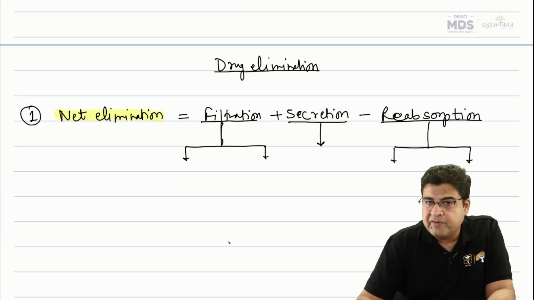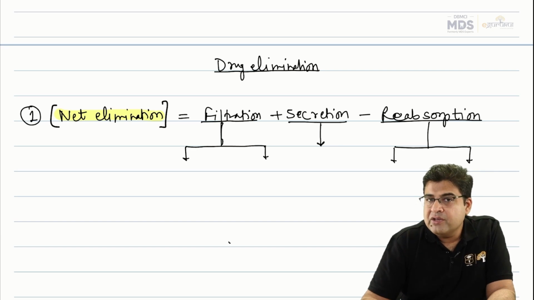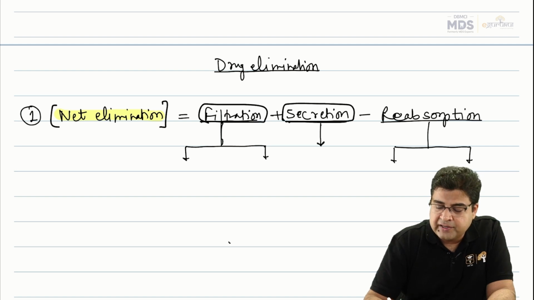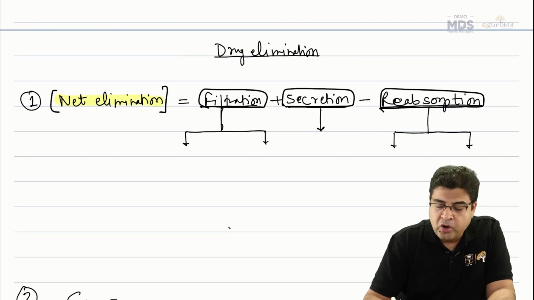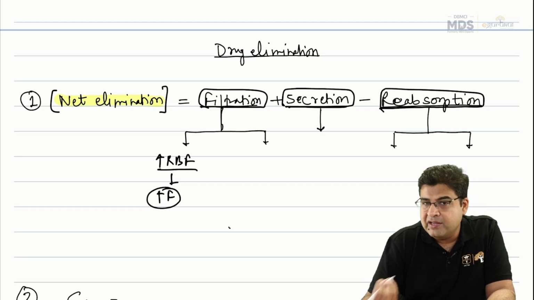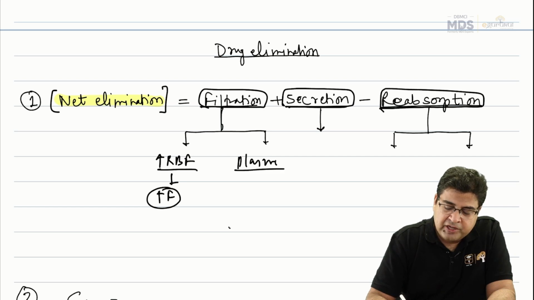Now, after this liver metabolism, we have drug elimination. If we talk about drug elimination, we have a net elimination of the drug. Net elimination of the drug depends upon how much drug is filtered plus how much drug is secreted directly in the PCT minus how much drug is reabsorbed. How much drug is filtered depends upon the kidney blood flow. More kidney blood flow means more filtration, less kidney blood flow means less filtration. Filtration also depends upon the medicine's plasma protein binding.